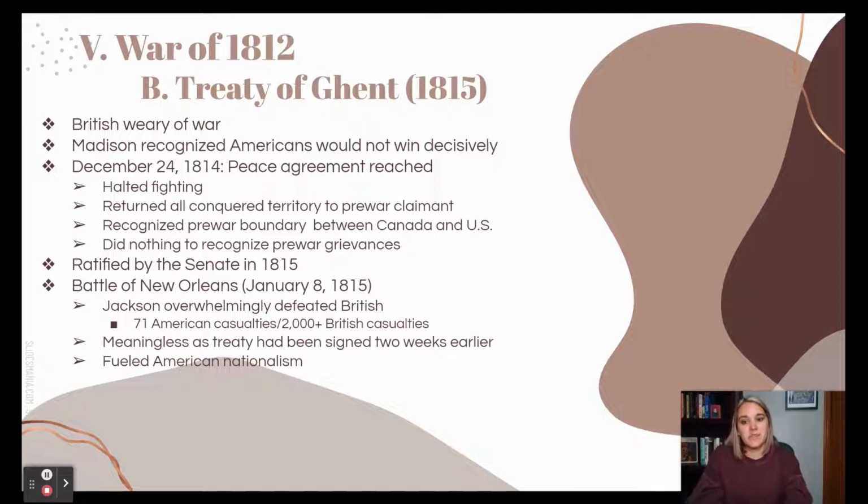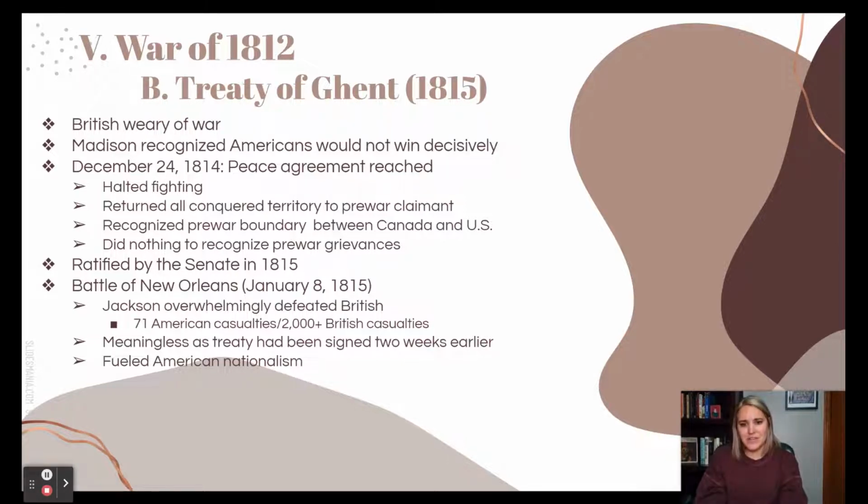And so they come to a peace agreement on Christmas Eve of 1814, where they decided, we're going to stop fighting. We're going to have a truce. All territory that had been gained during the war will go back to the original owner. The boundary between Canada and the U.S. at the start of the war will be the same. And they don't address the grievances of impressment or the instigation of American Indians on the frontier. All of that just isn't addressed. But still, the Senate ratifies the treaty in early January of 1815.